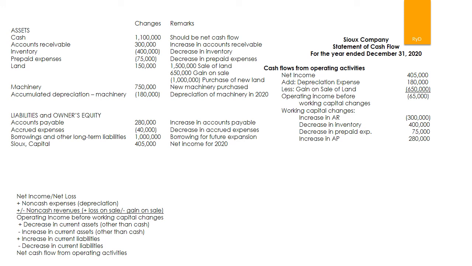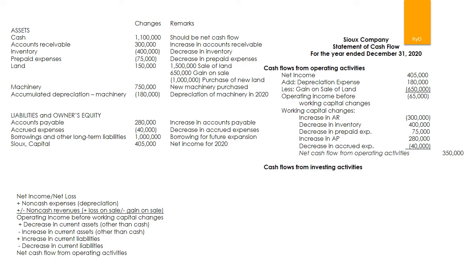Then, increase in accounts payable. For an increase in current liabilities, we add them. And then we have a decrease in accrued expenses, so we deduct 40,000. These are the transactions that affect our working capital, under our current assets and current liabilities. So here, we can now have our net cash flow from operating activities at 350,000.